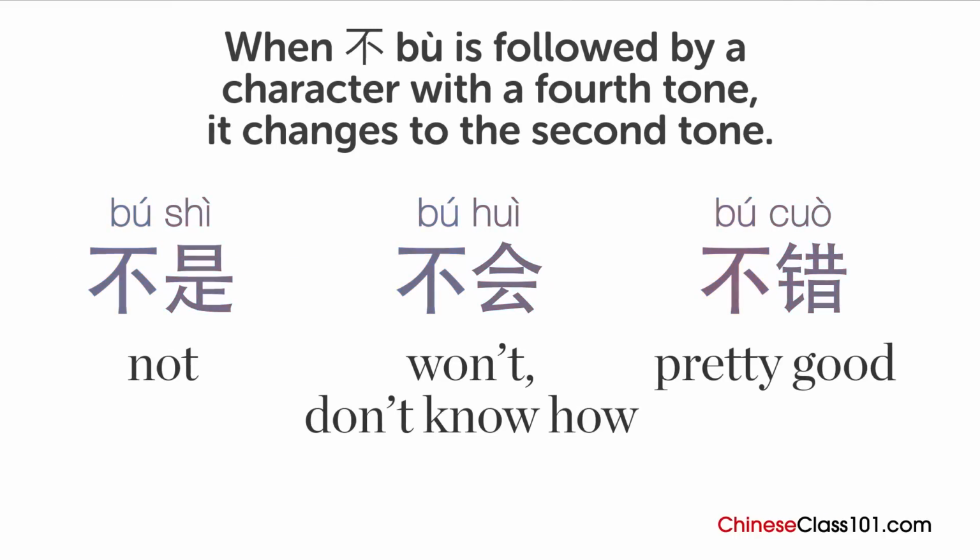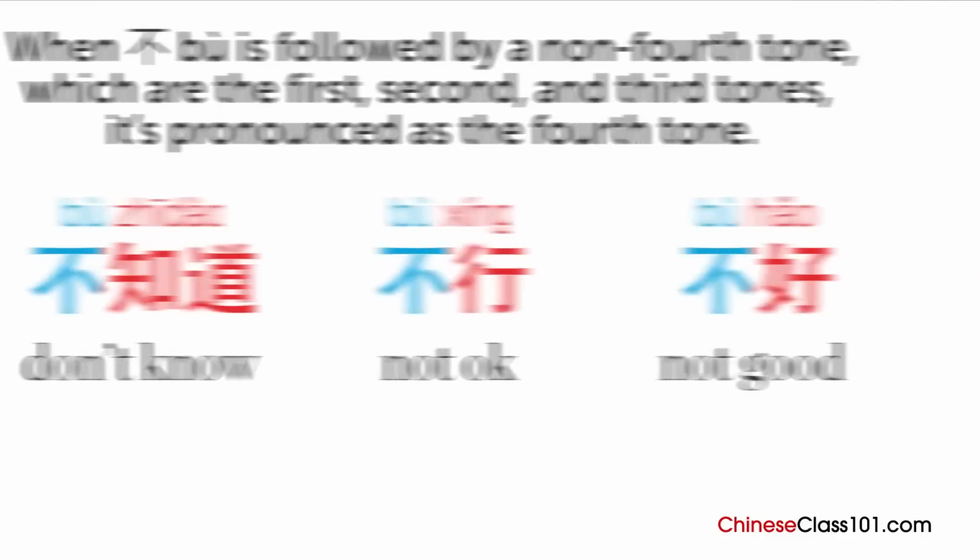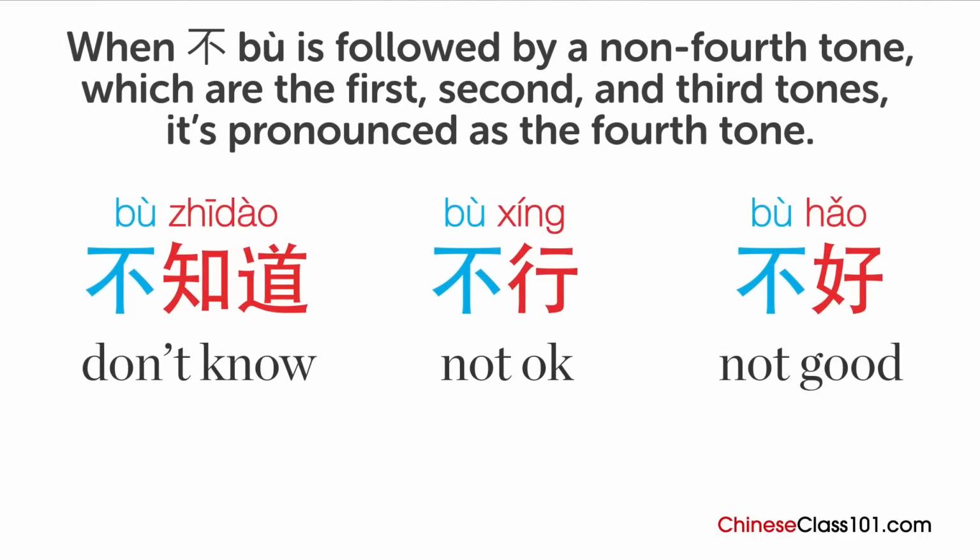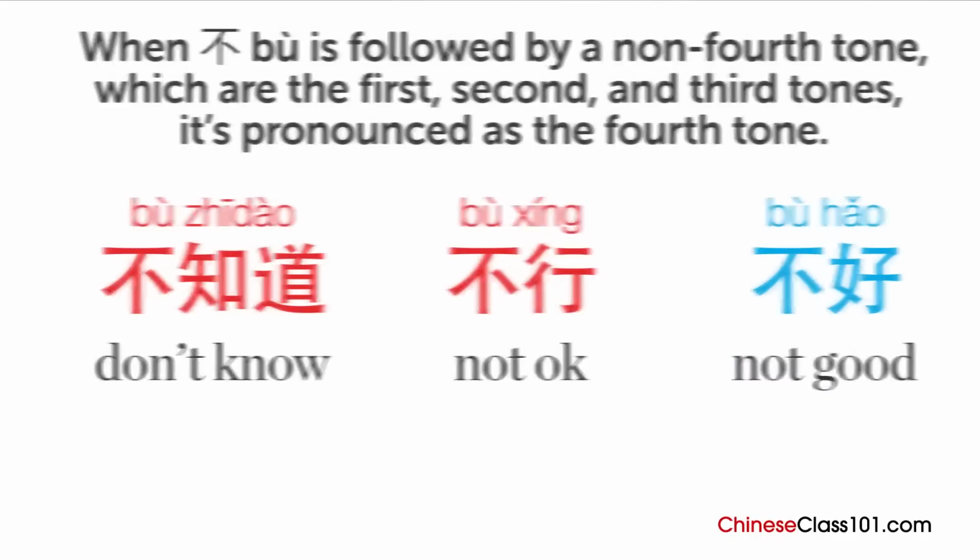When 不 is followed by a character with a 4th tone, it changes to the 2nd tone, 不. For example, 不是, 不会, 不错. When 不 is followed by a non-4th tone, which are the 1st, 2nd, and 3rd tones, it's pronounced as the 4th tone, as in 不知道, 不行, 不好.